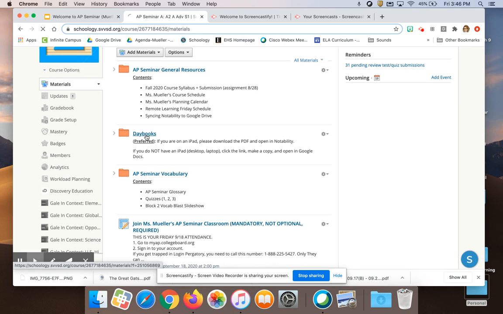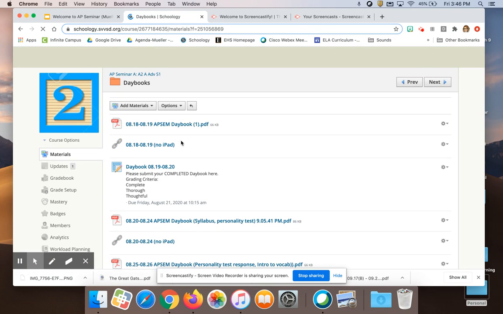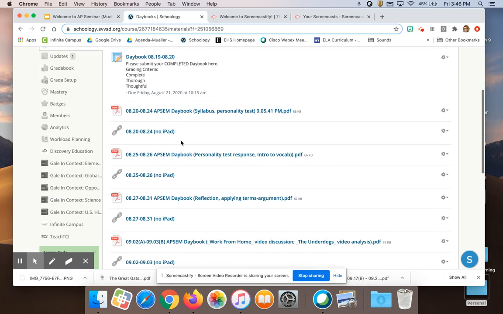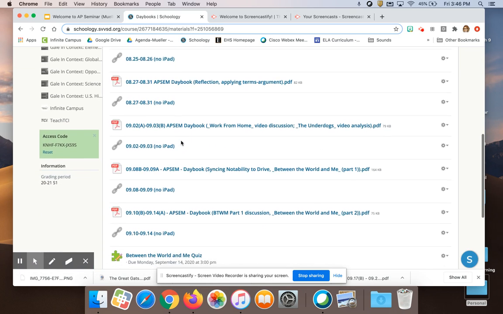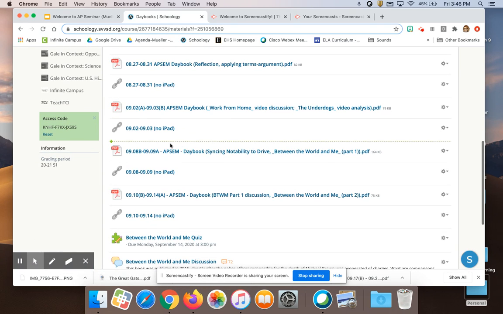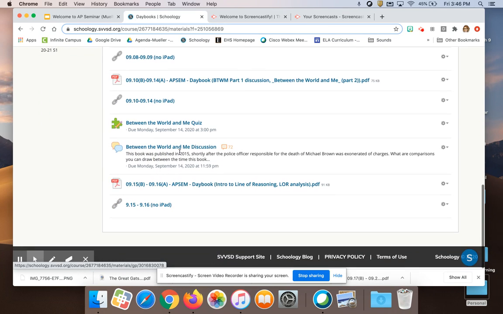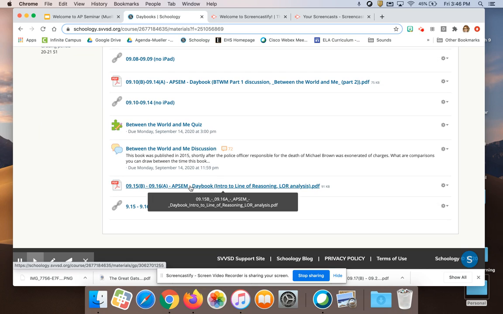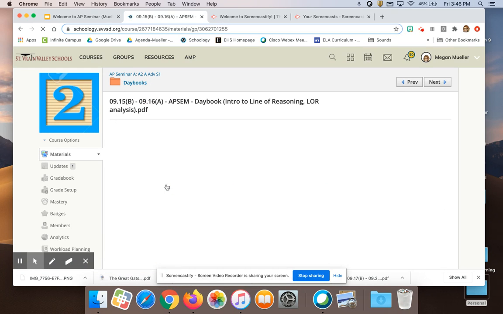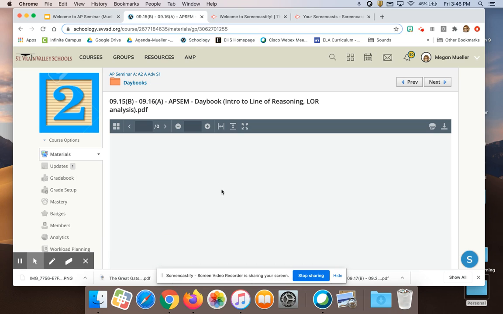So I'm going to get into this daybook folder. Daybooks are organized chronologically. So if your student is gone for a day or needs to refer to a specific day, they can find that date at the beginning of each daybook. I'm going to pull up the most recent one that we did. Students are expected to use two apps, Notability or Google Docs, in order to access these daybooks. They are posted always the night before and always reflect the work that we are doing.